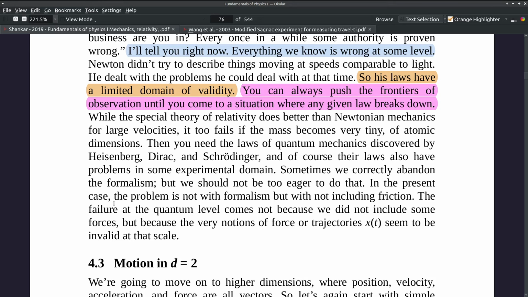In the present case, the problem is not with formalism, but with not including friction. The failure at the quantum level comes not because we did not include some forces, but because the very notions of force or trajectories, x of t, seem to be invalid at that scale.